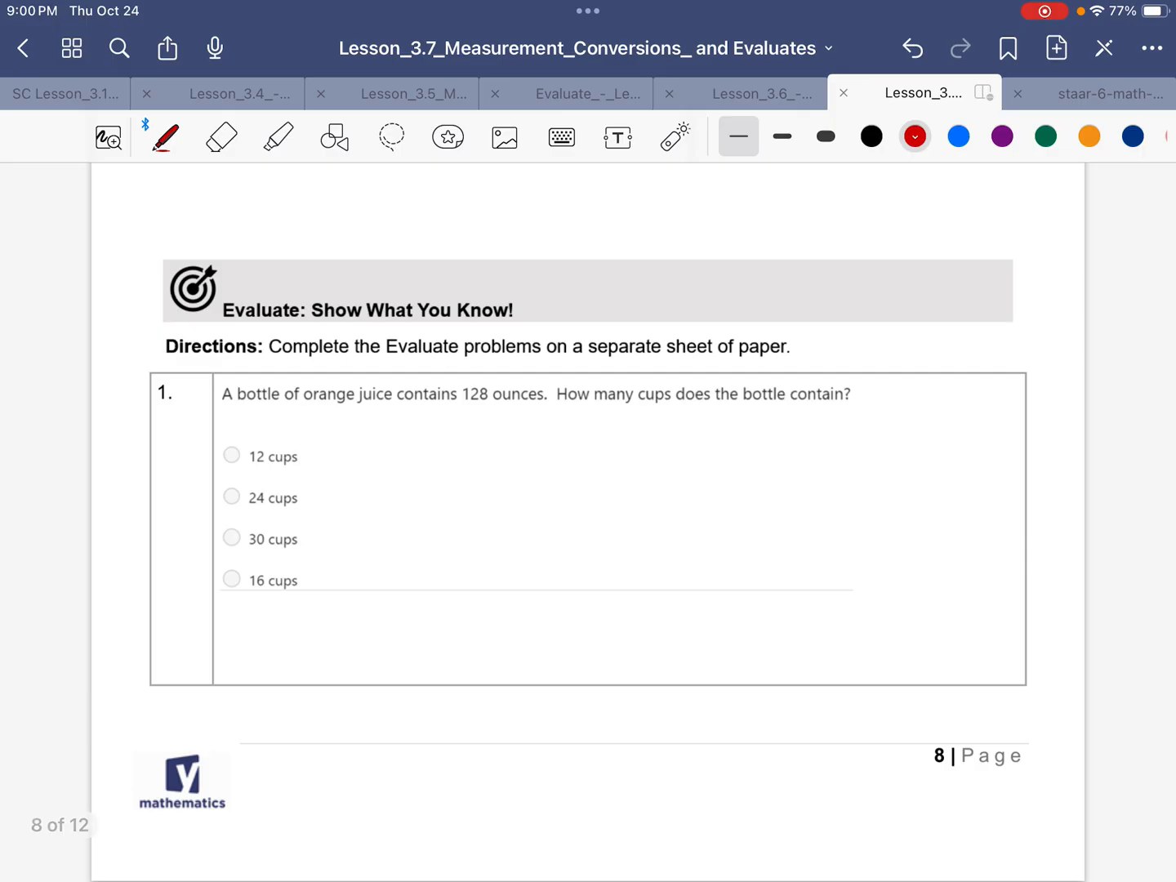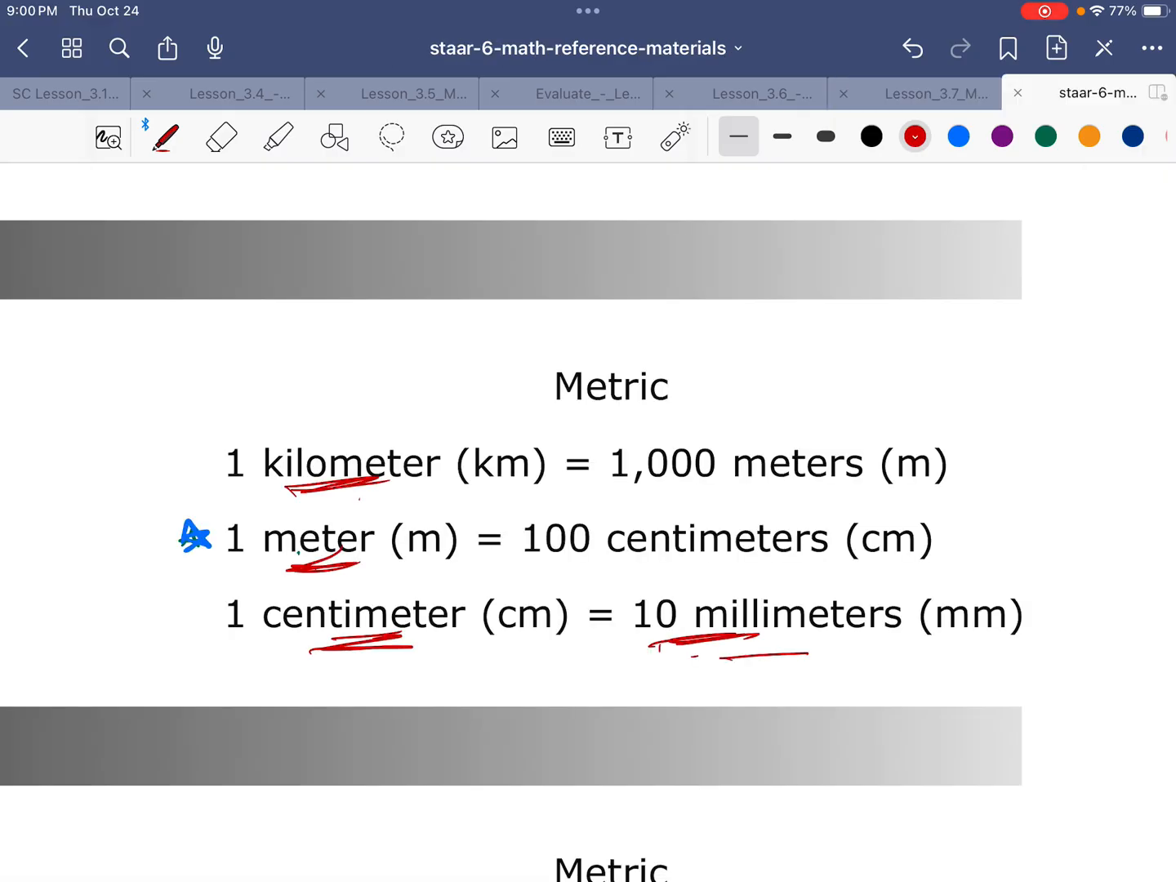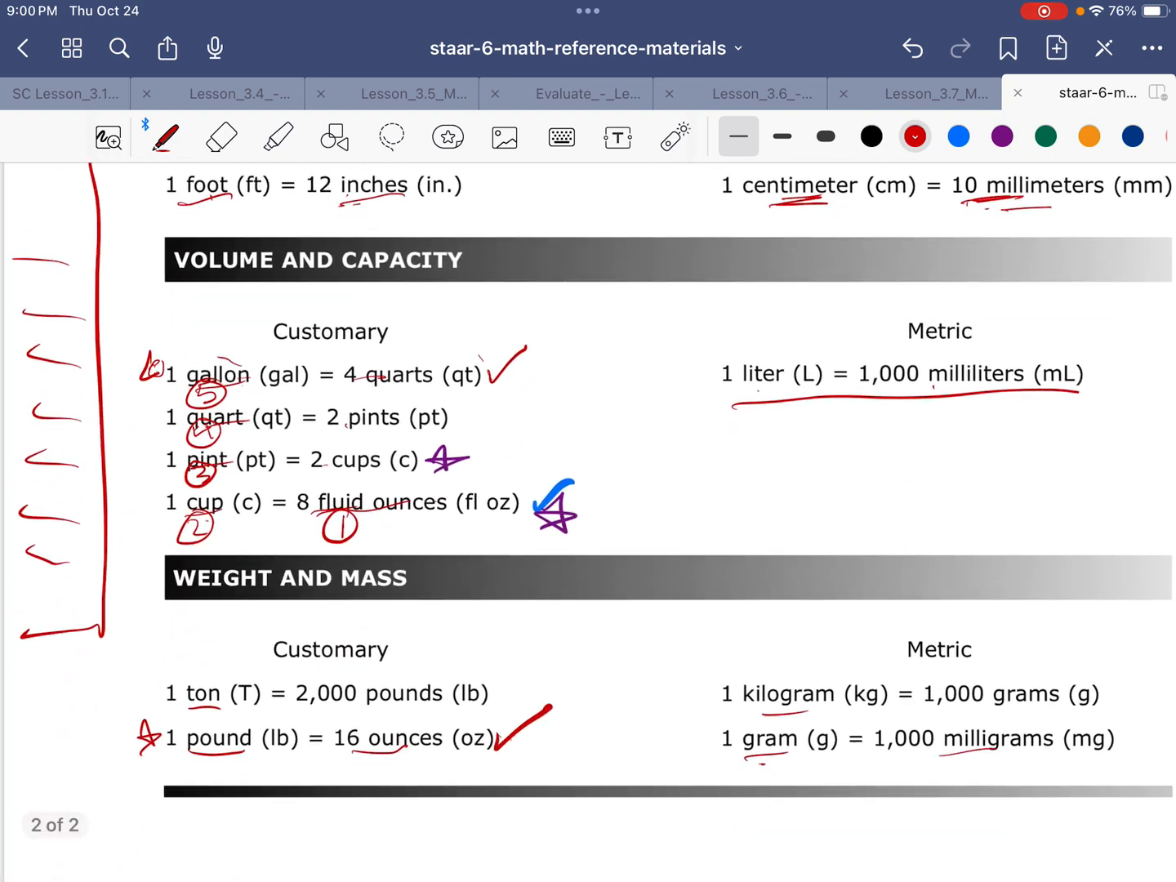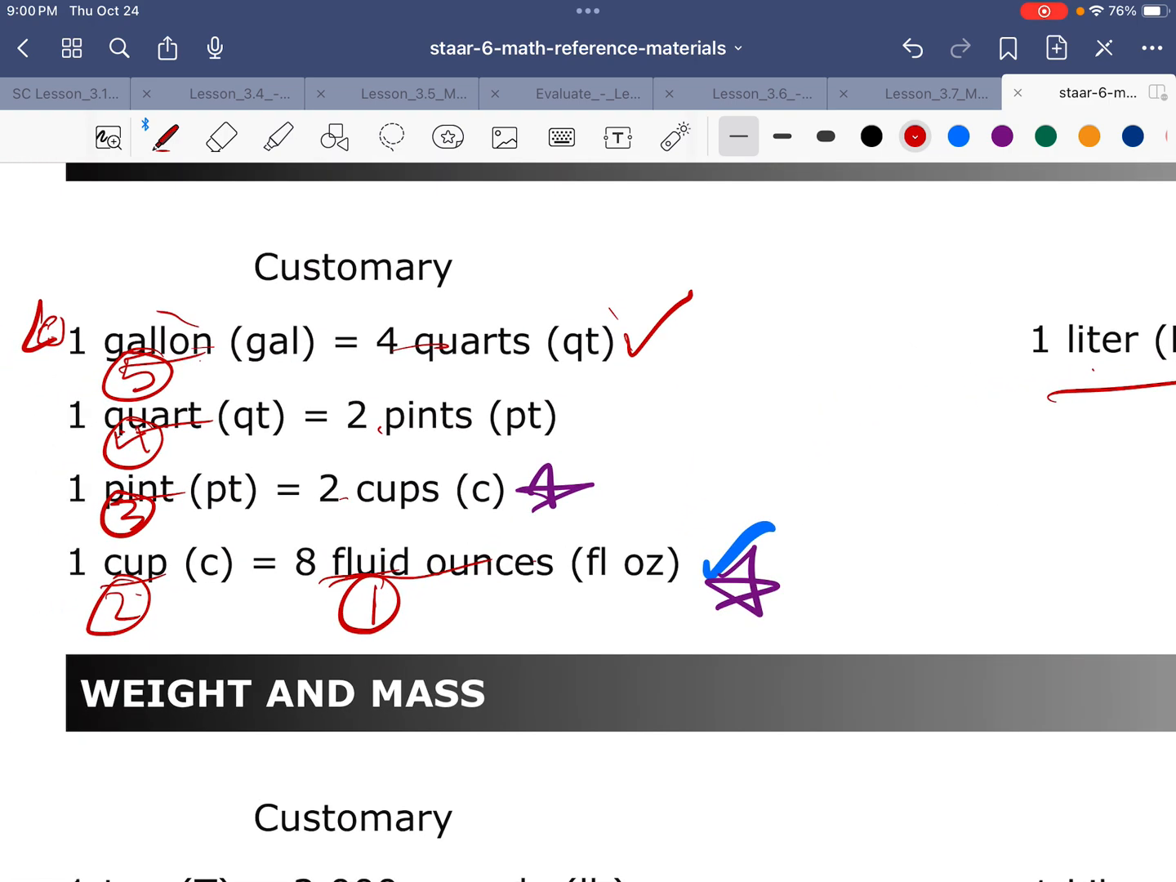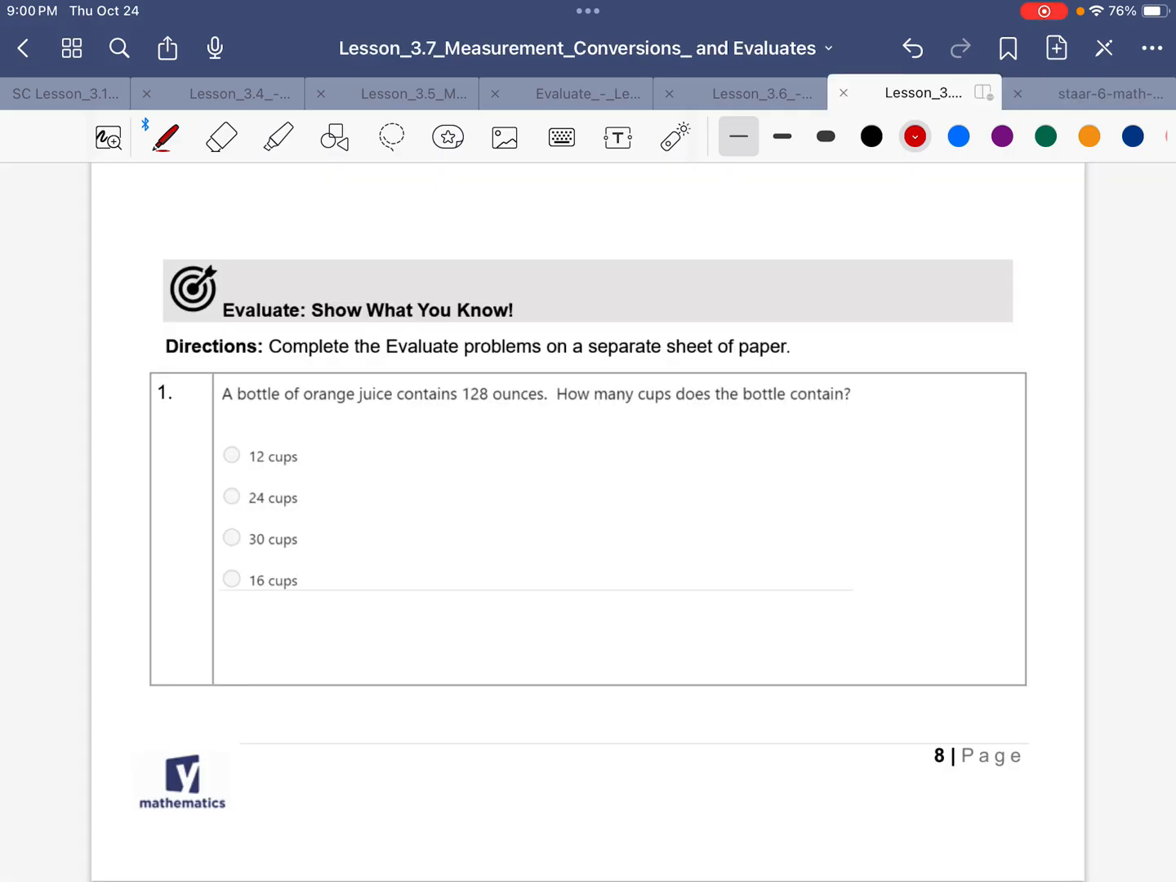Complete the evaluate problems on a separate sheet of paper. All right, so a bottle of orange juice contains 128 ounces. How many cups does the bottle contain? Cups to ounces. 1 cup is 8 ounces. 1 cup, 8 ounces. And we have 128 ounces. And we need to know the cups.